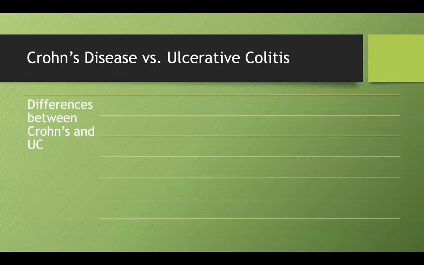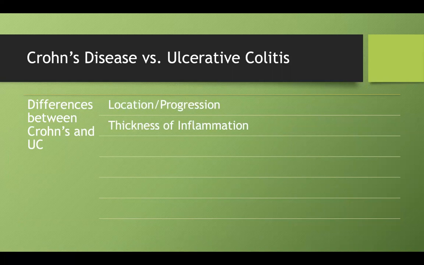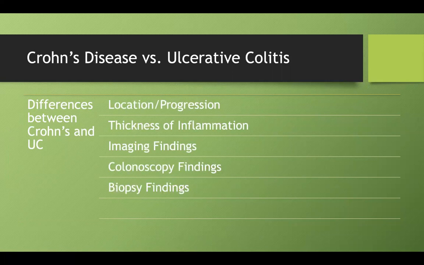So we've talked about some of the similarities. How I'm going to break this down for your learning pleasure, I'm going to go over each of these features and go over the differences. So we're going to talk about the location and progression of each of these diseases, how thick the inflammation gets between Crohn's and UC, and we'll talk about a few different findings. I'm going to show you the differences in imaging findings, colonoscopy findings, as well as biopsy findings. And then we'll finish off with different complications that can arise, whether you have Crohn's versus UC.